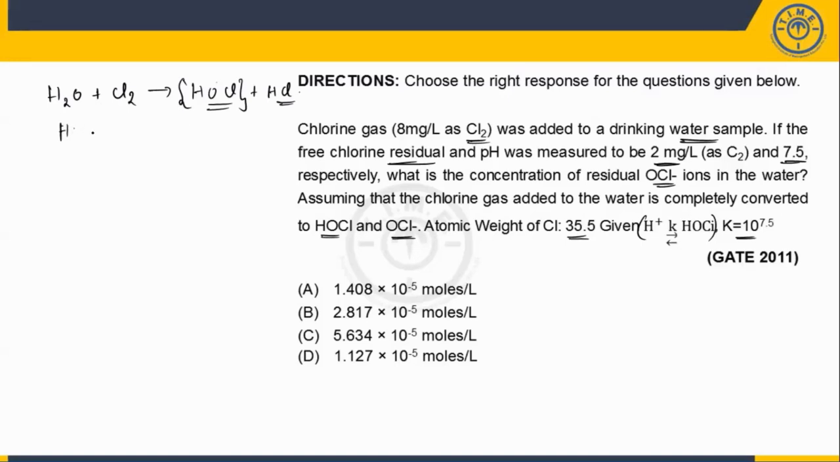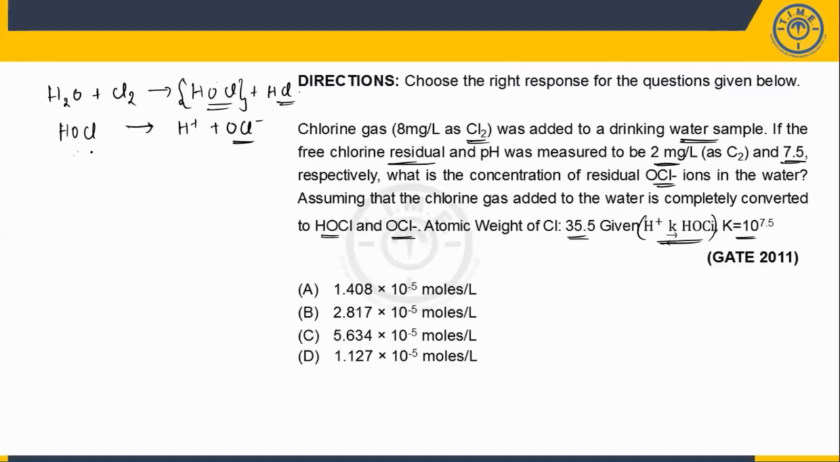And some portion of HOCl will be decomposed into H plus, hydrogen ion, and OCl minus, hypochlorite ion. Hydrogen ion and hypochlorite ion. That is what the equation states.